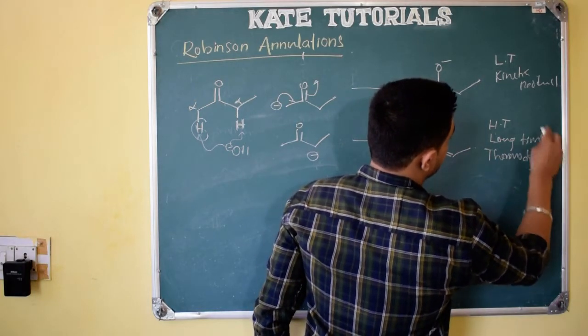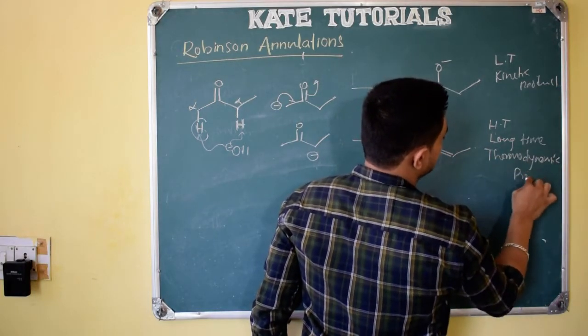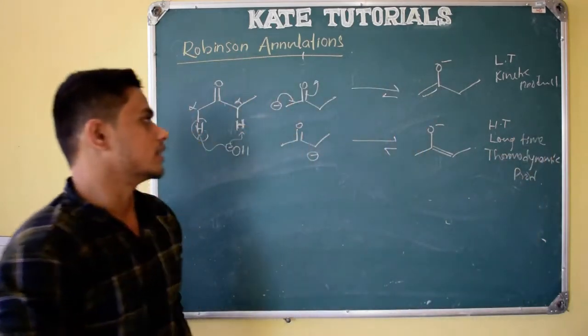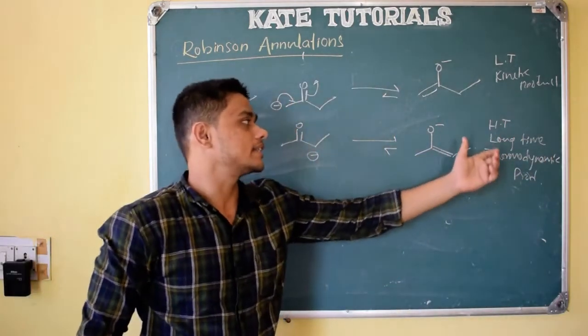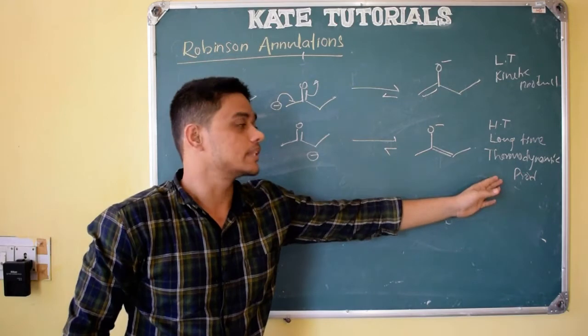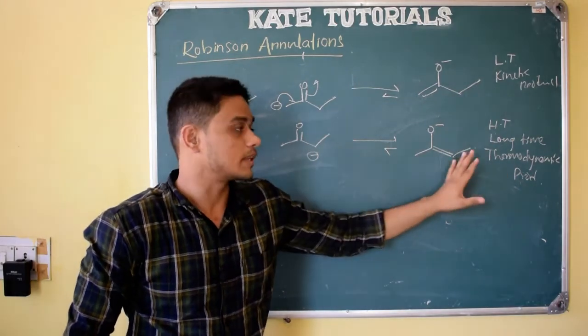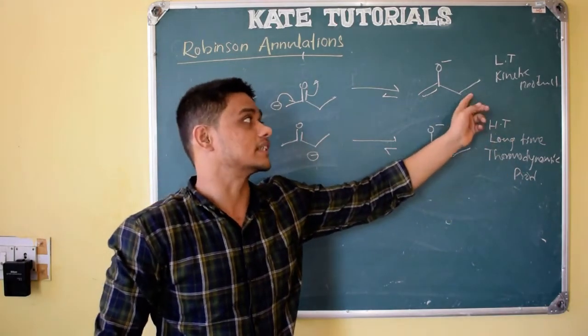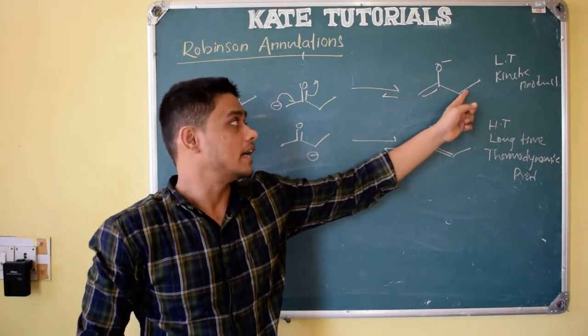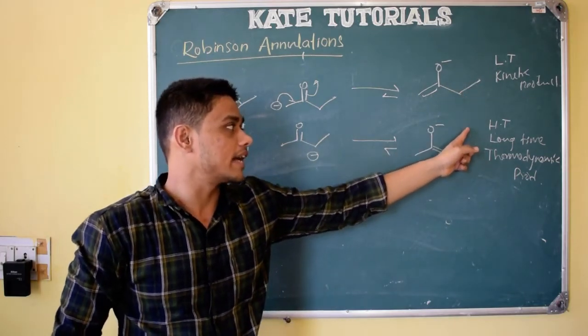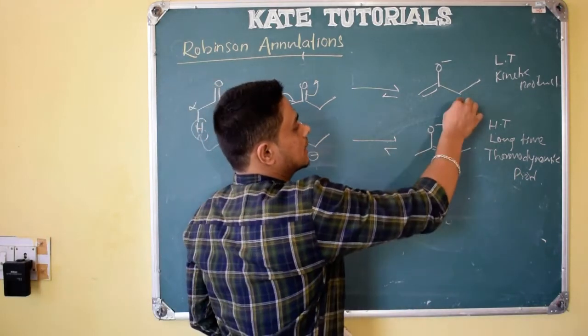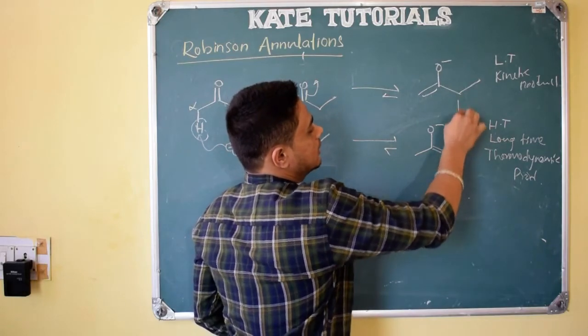What is the kinetic product and the thermodynamic product? Those things we have discussed, right? Same thing. So this is the kinetic product and this is the thermodynamic product. Thermodynamic means at higher temperature these substances are stable compared to this. This is not stable at higher temperature. At higher temperature it will rearrange to form this thermodynamic product.